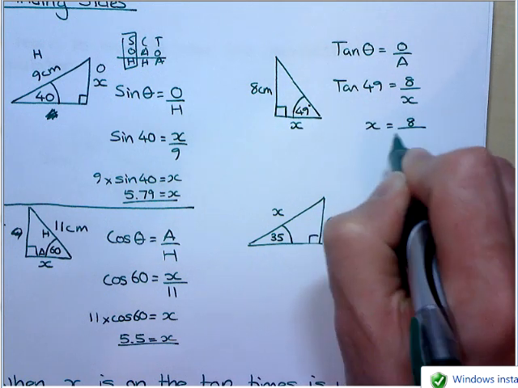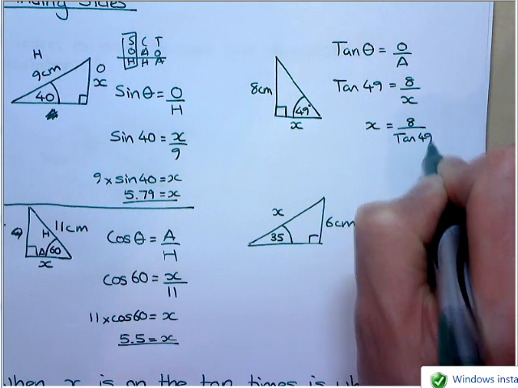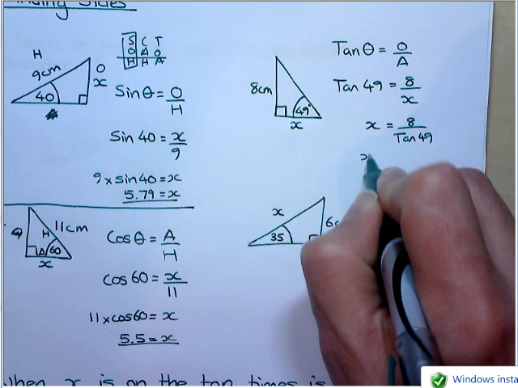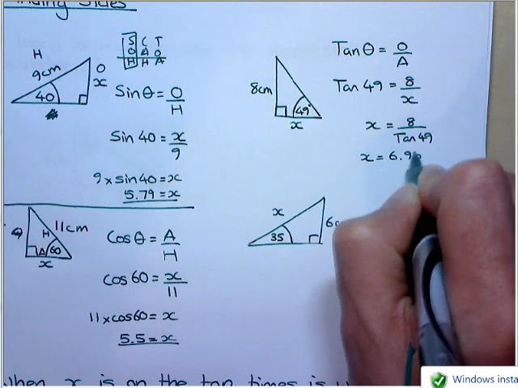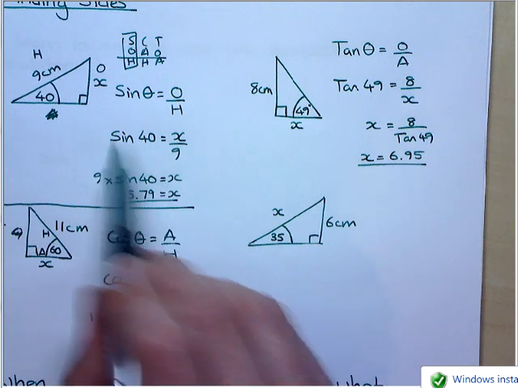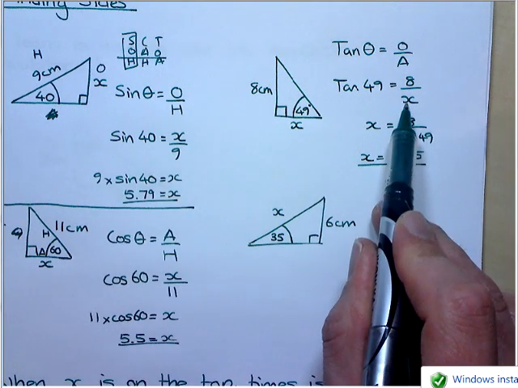So it's 8 over tan 49. Now you just type that in. 8 divided by tan 49 is 6.95. So you'll only end up with either it looking like this, with x on the top and then times is what you do, or if x is on the bottom, you pull the switcheroo.